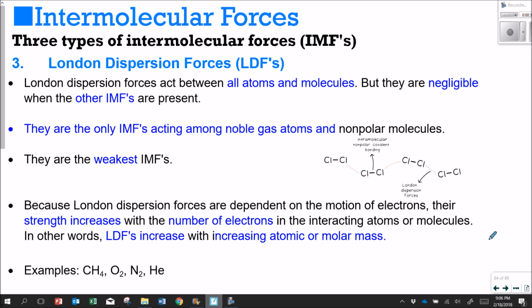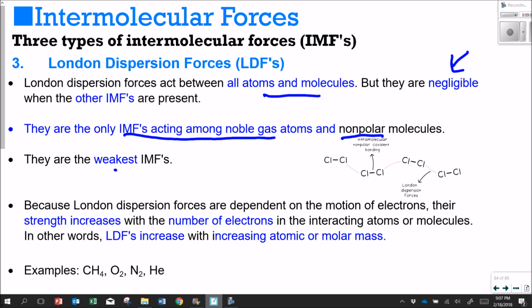A few more things about London dispersion forces. They act between all atoms and molecules, but they are negligible when other IMFs are present. So if there is a dipole-dipole or a hydrogen bond between two molecules, the London dispersion forces are negligible and basically do not account for the attraction between the molecules. They are the only IMFs that are acting among noble gas atoms and nonpolar molecules.